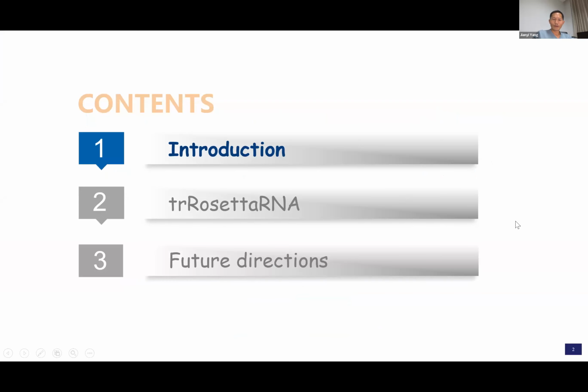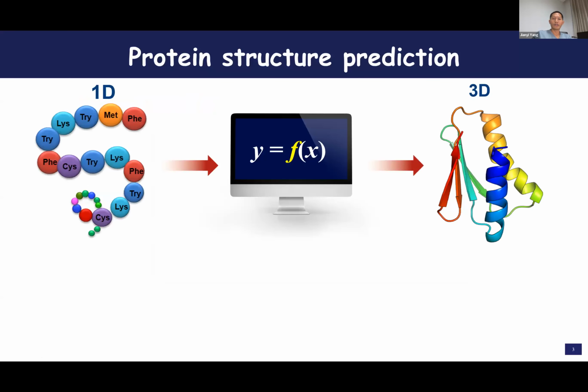Basically, my talk has three parts. The first one is a brief introduction about why we developed trRosettaRNA. Because previously we mainly focused on protein structure prediction, I want to briefly talk about this.